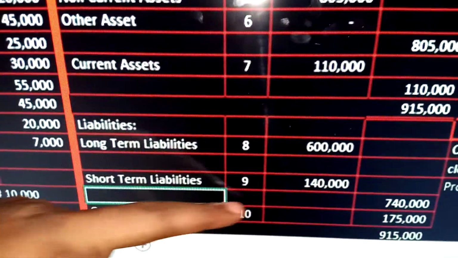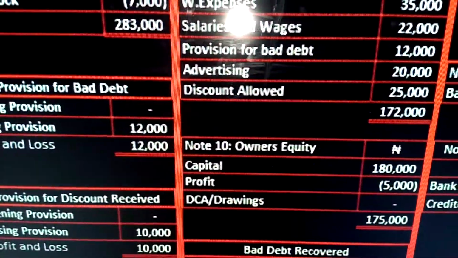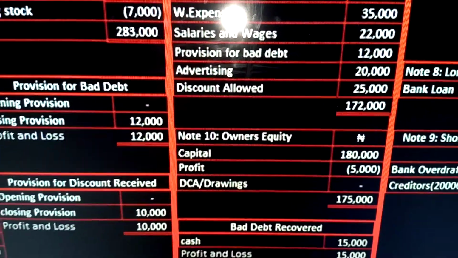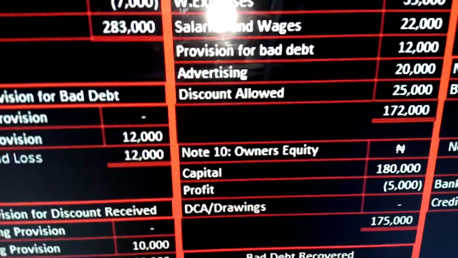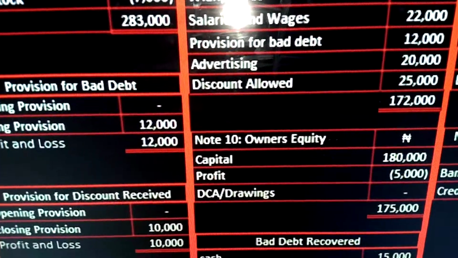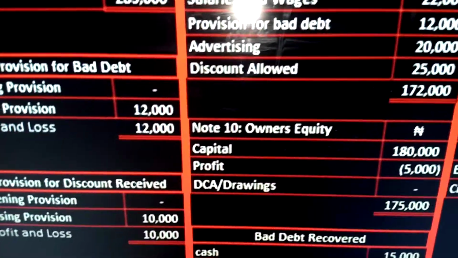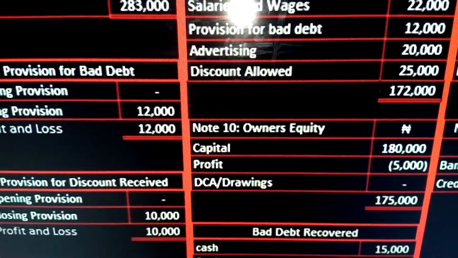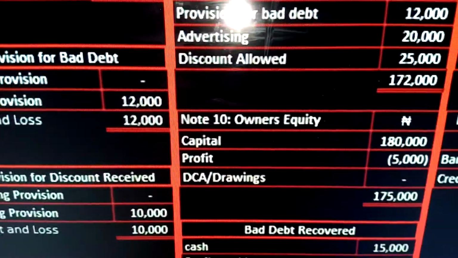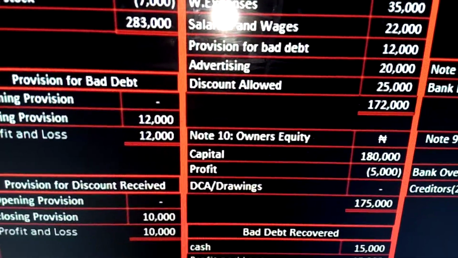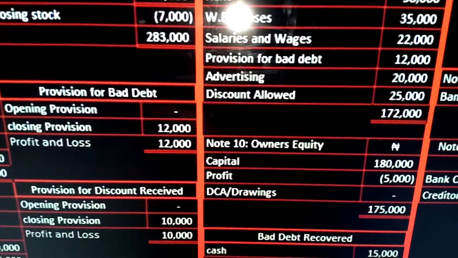Now, owner's equity. Remember I said that your owner's equity can either increase or decrease. It changes. If the business makes more money, the owner's equity will increase. If the business makes some losses, owner's equity will reduce. If the owner of the business took some money or some item from the business for his personal use, it will also affect his equity. But in this question, there was a loss. That's why your profit is showing negative here.